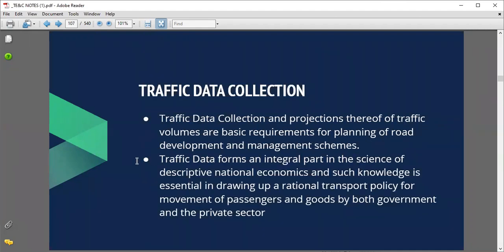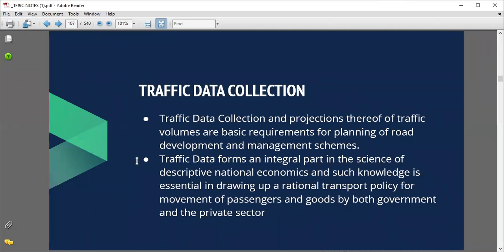Traffic data collection and projections. Traffic volumes are a basic requirement for planning of road development and management schemes. So the first important point is that traffic data collection is one of the important parts here, because it is a basic requirement for the planning of road development and the management scheme. The first point is road development.